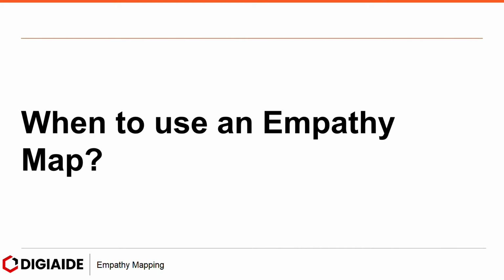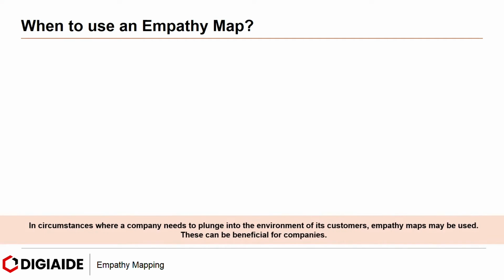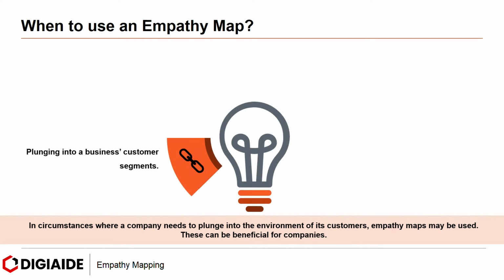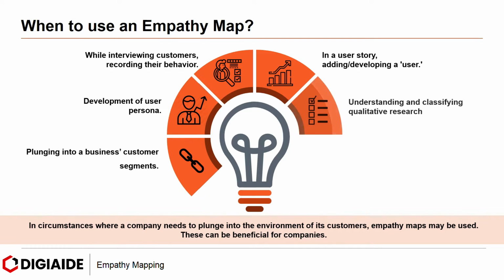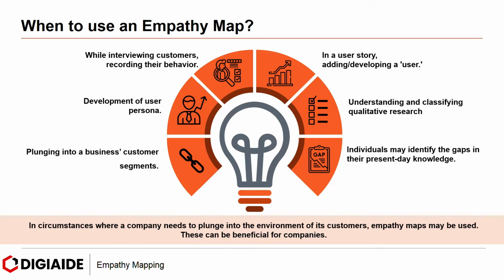Third, when to use an empathy map. In circumstances where a company needs to plunge into the environment of its customers, empathy maps may be used. These can be beneficial for companies. Moving further, it includes plunging into a business customer segments. Next, development of user persona. Next, while interviewing customers, recording their behavior. Fourth, in a user story, that is adding or developing a user. Next, understanding and classifying qualitative research. And finally, individuals may identify the gaps in their present day knowledge.